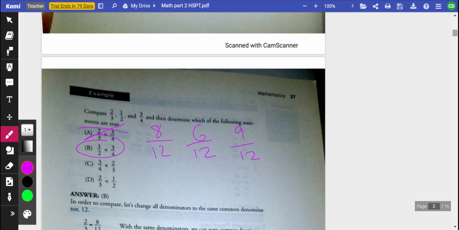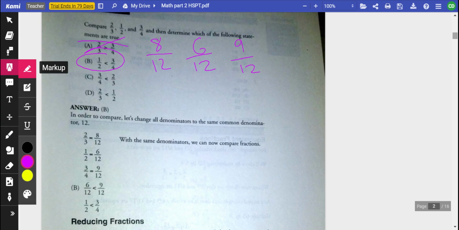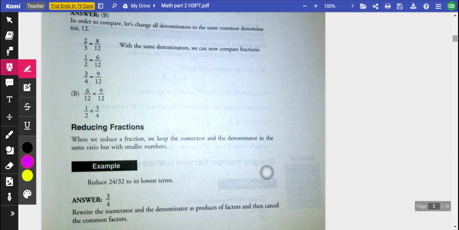We all know 1/2 is less than 3/4. But just in case, I would say convert it to the common denominator just so you can compare. And if we look at their example down here, they actually did go through and convert them all, and then they compared them all and did their comparison, and they got the same answer we got.